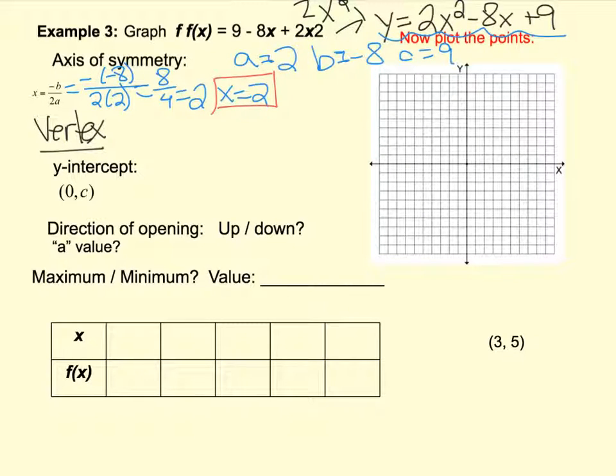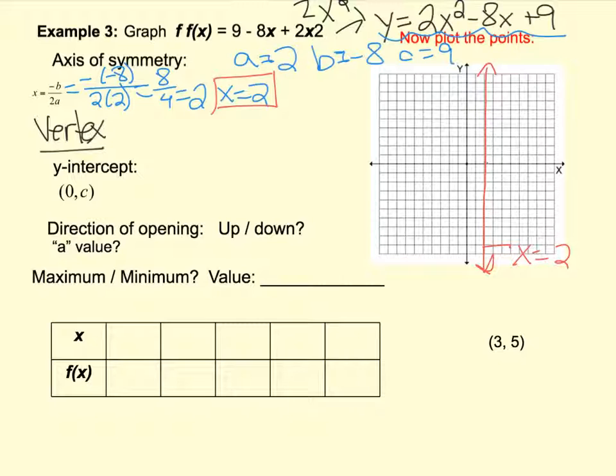So we're going to plot our axis of symmetry. We're going to go to x equals 2, and we're going to make a straight line that's going to divide our parabola into 2, or right down the middle.